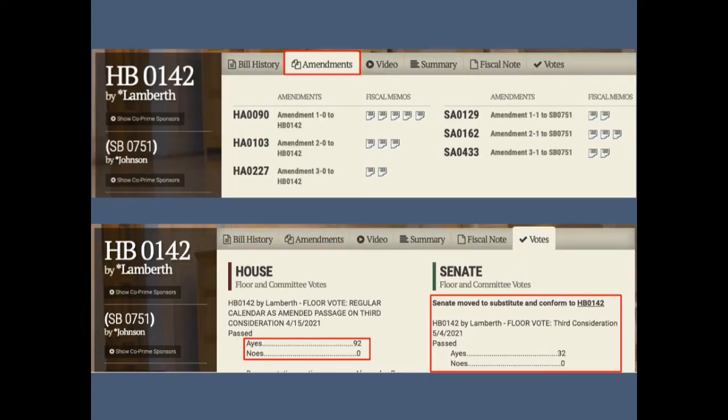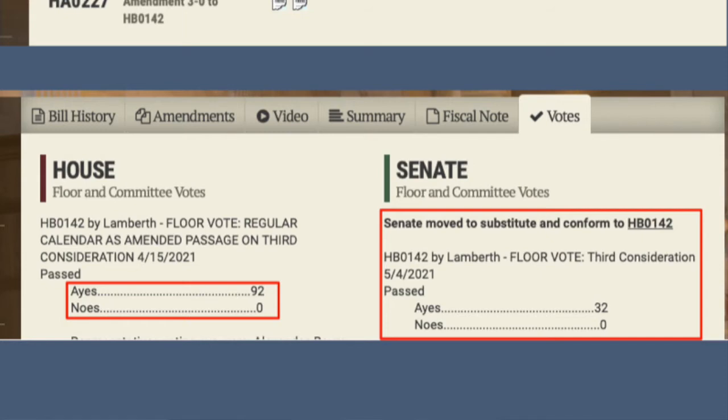And then finally, after going through several committees, they reached the floor. And on April 15th of this year, as I'm recording this video, 2021, the vote was 92-0. So a unanimous vote in the House. And then in May of 2021, a unanimous vote in the Senate, 32-0, to pass this particular piece of legislation, which included raising the TANF amount, the Families First amount for a family of 3 in Tennessee, by $110 from what it was even last year.